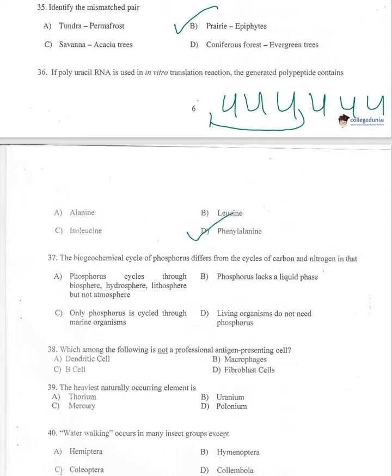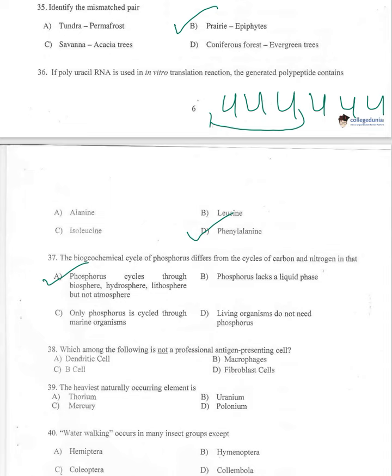Question number 37. The biogeochemical cycle of phosphorus differs from the cycles of carbon and nitrogen in that A, phosphorus cycles through biosphere, hydrosphere, lithosphere, but not atmosphere. B, phosphorus lacks a liquid phase. C, only phosphorus is cycled through marine organisms. D, living organisms do not need phosphorus. So here option A is correct. Phosphorus cycles through biosphere, hydrosphere, lithosphere, but not the atmosphere.